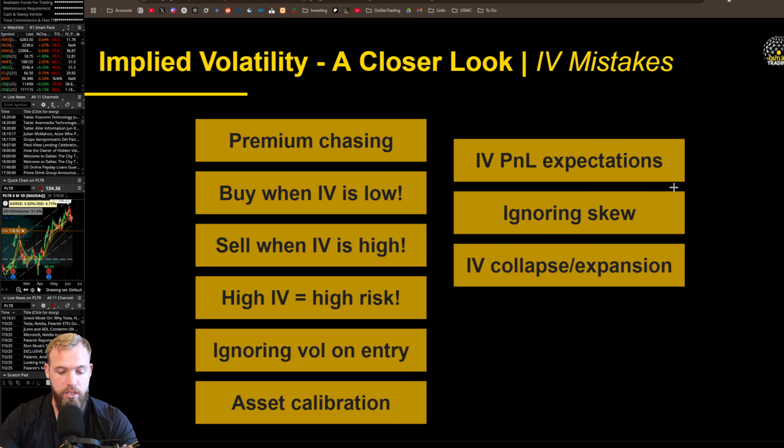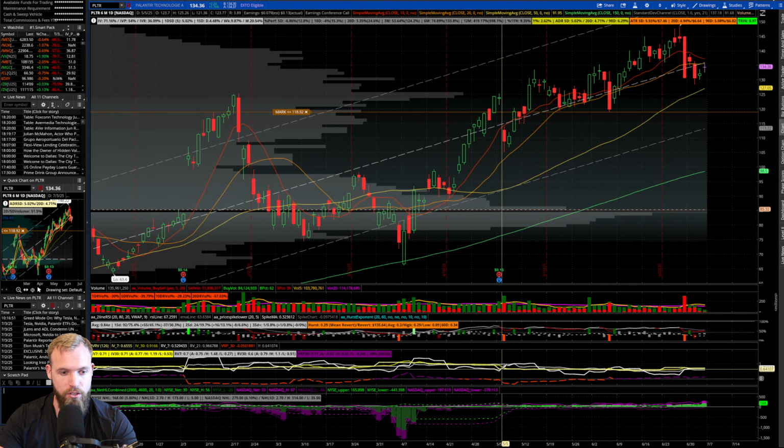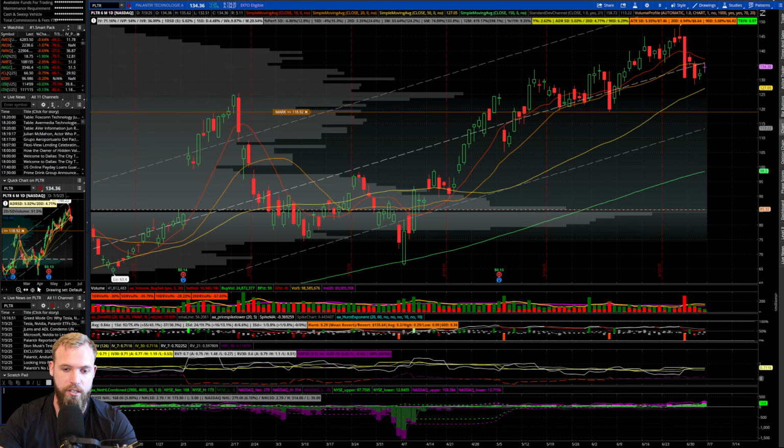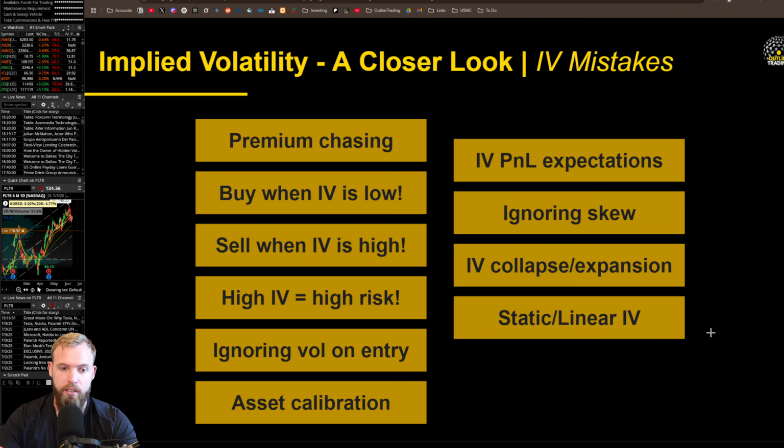IV collapse and expansion is really widely misunderstood because sometimes we overemphasize how much it can be or underemphasize. The thing to pay attention to here is that it can have a lot of velocity depending on what the event is, like earnings, but you can measure this. You can see how much implied volatility tends to move around other earnings events for the thing that you're looking at. So you can calibrate even this.